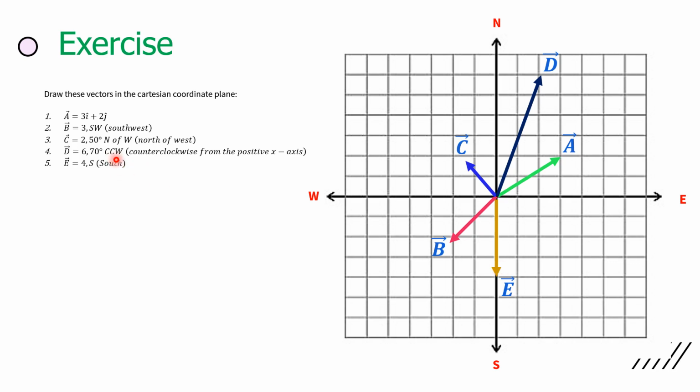So we can also have clockwise from the positive x-axis, meaning to say you have to measure it from the positive x-axis and then going clockwise. And for example, you have 30 degrees west of north. That means you have to measure from the north going to the west. 30 degrees from the north going to the west.